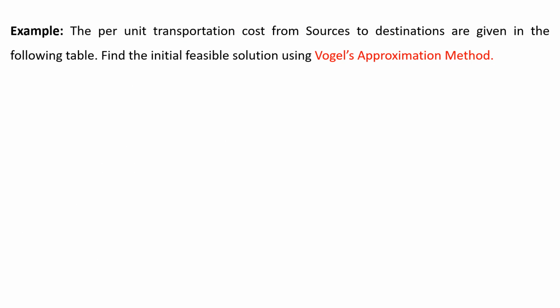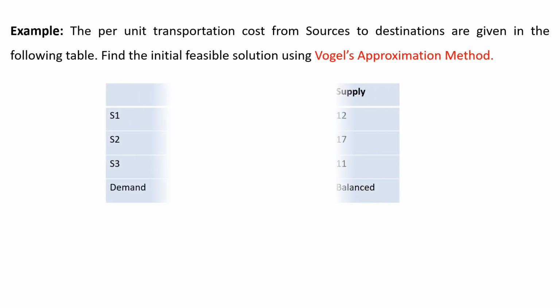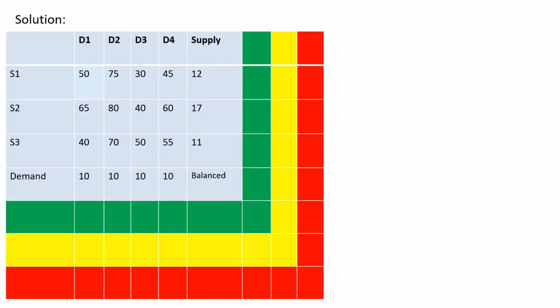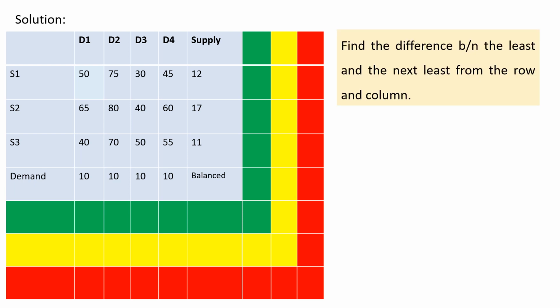Let's move to an example. The previous example, we also repeat that same example using Vogel's approximation method. This example is already done with the first two methods, the northwest corner and the least cost method. So step one: we have to find the difference between the least and the next least from the row and the column.